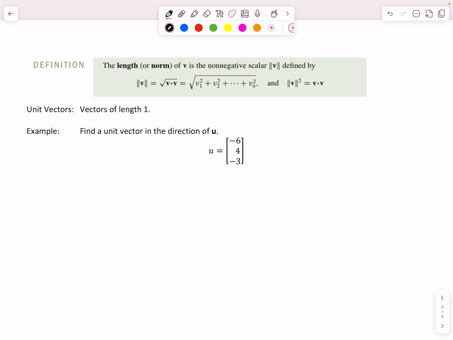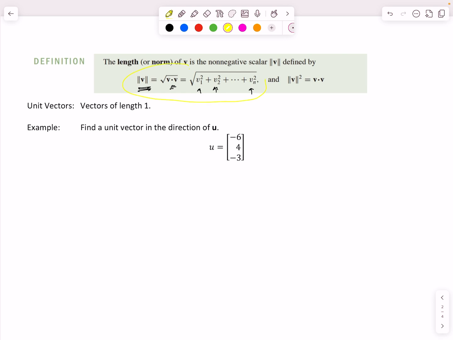The length of a vector, and we write it like this with the double absolute value bars, is just the square root of the vector dotted with itself. And I just showed you that a vector dotted with itself, you just square all the entries, and then you take the square root. Now, if I square both sides, the square root cancels on the right. So we get this one here: the length of the vector squared is just v dotted with v.